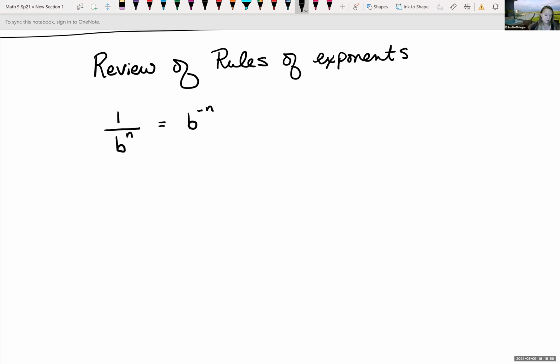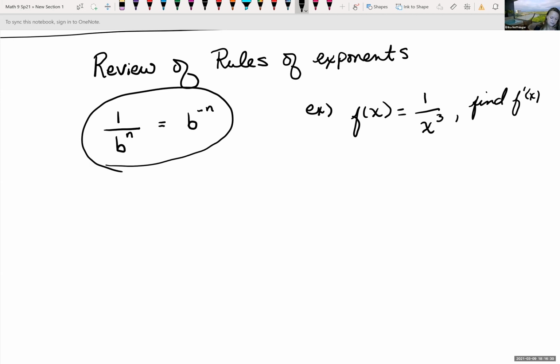Where that could be helpful when we're taking the derivative, for instance, let's say we had the example f of x is equal to 1 over x cubed, and they want us to find the derivative. Well, right now we don't have the tools to do that. We'll learn, hopefully near the end of class, the quotient rule. But right now we can manipulate this function so that we can use the rules that we know. I'm going to use this rule of exponents, and bring this x cubed that's in the denominator and rewrite it in the equivalent form, which is x to the negative 3 power. Now this is in the form that I can use the general power rule.